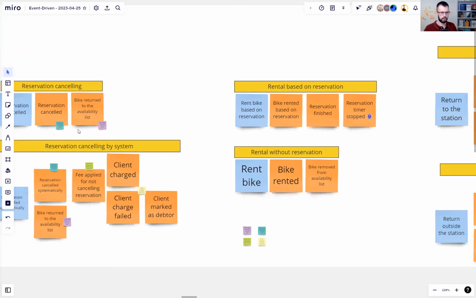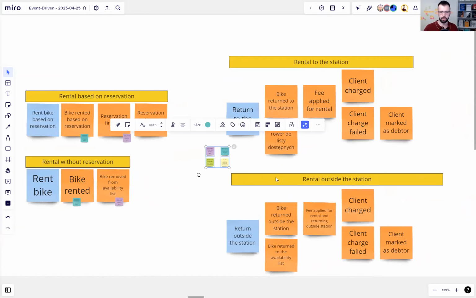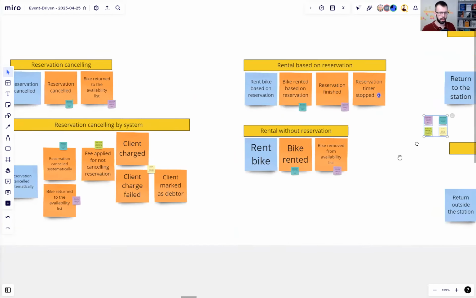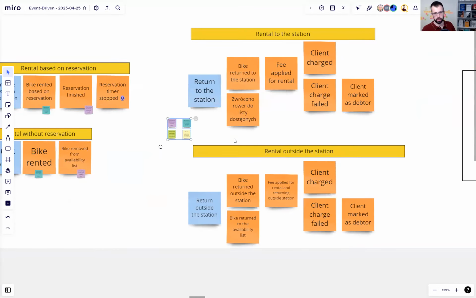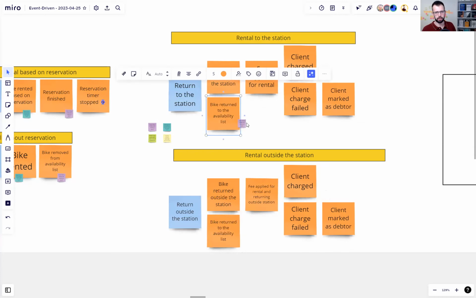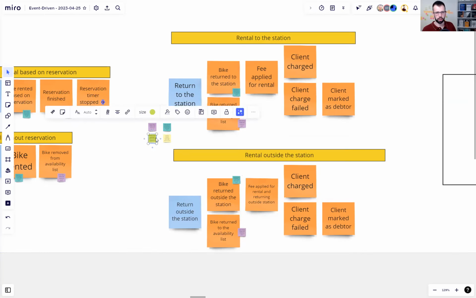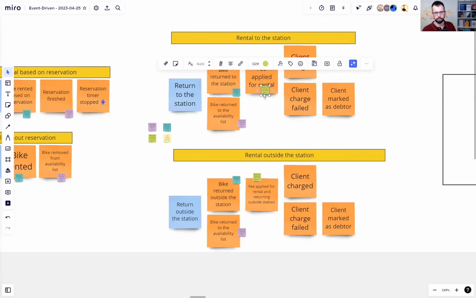The situation with the rental is very easy, because we'll have the same situation with the reservation canceling, and this rental and rental outside the station is similar to reservation canceling by the system, that will have that bike is returned to the availability list twice outside of these processes, and then there is bike return to the station, bike return outside of the station, fee applying, and charging a client.